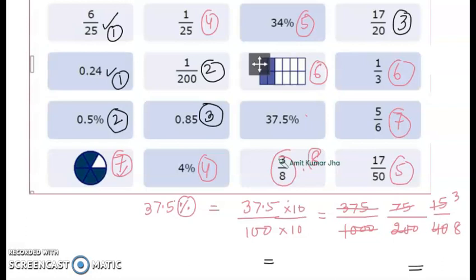So this is number 8 and number 8 same. Hope the entire problem I have solved. It should be helpful for you.